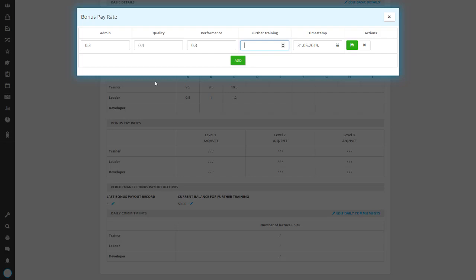It is important to emphasize here that it is actually leaders who determine whether teachers have reached their quality targets, so leader pay rates that we determined earlier are actually closely tied to making sure trainers reach these targets. Finally, we can put something like 10 extra cents for further training. This will be awarded if a trainer has achieved all of these other performance targets on a daily basis.